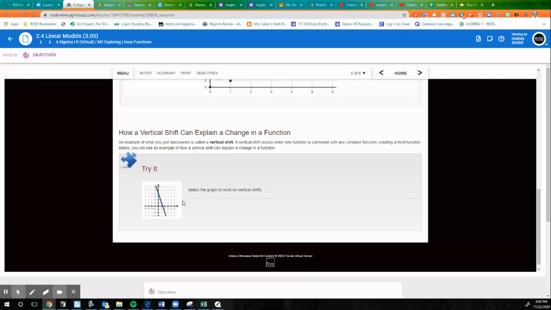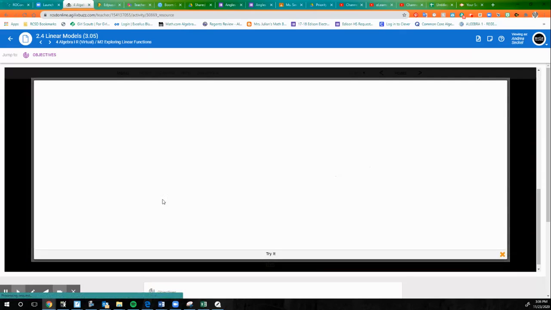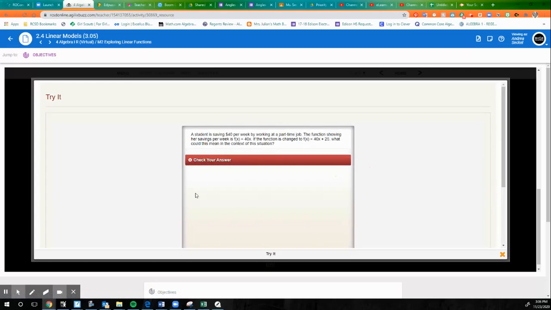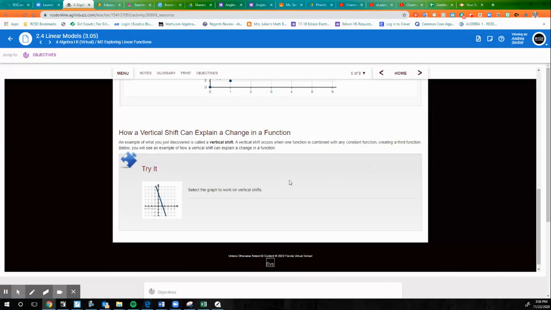All right, there's some spots right here where you can try it. Okay, so if I have 40x and I just have 40x plus 25, what could that mean in context? All right, there's a vertical shift. So it affects the initial amount. So instead of starting with 0, she would start with 25, or he. All right, so you want to try some of those to see if you're understanding what we're talking about.